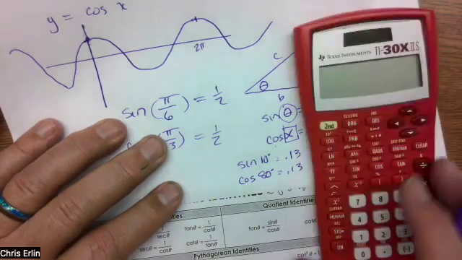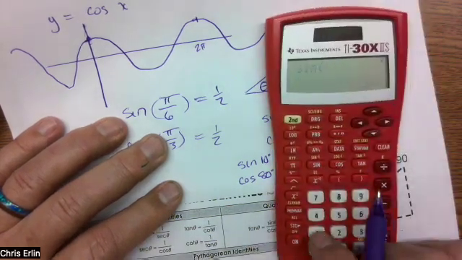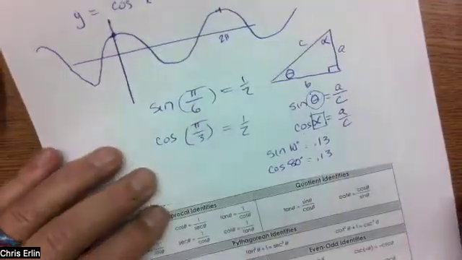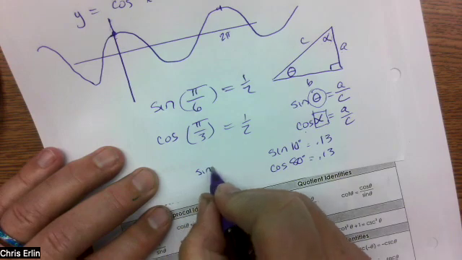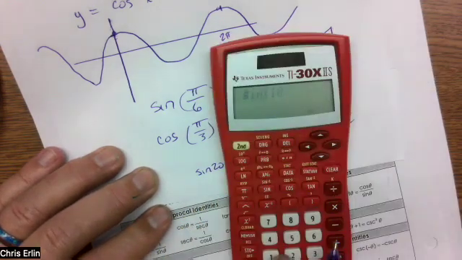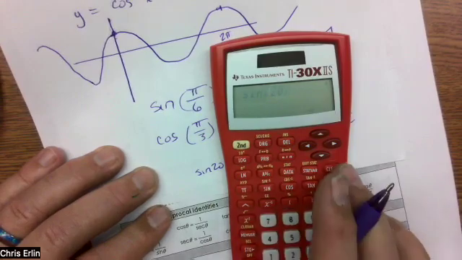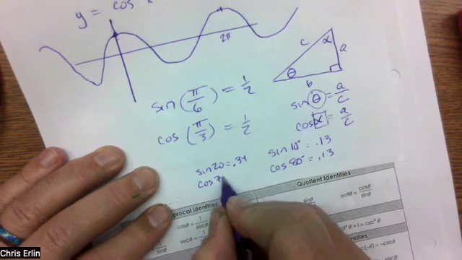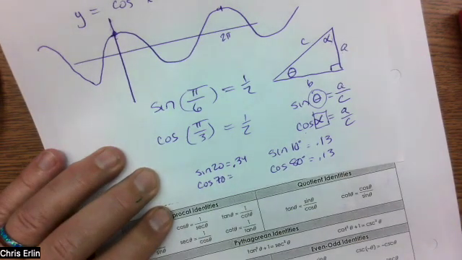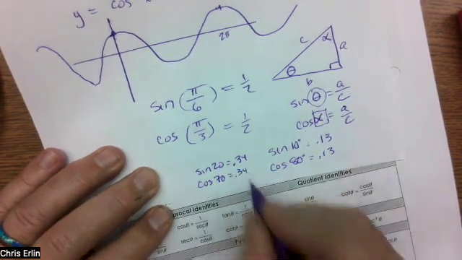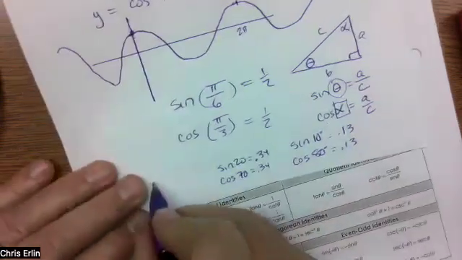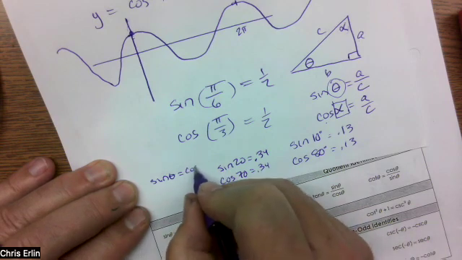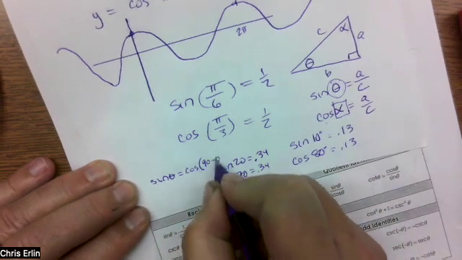I just made it up. Let's see if I'm even close. It's 0.17. Okay, let's do another one. Let's say that I know that the sine of 20 is equal to 0.34. What's the cosine of 70? 0.34. In other words, the sine of an angle is always equal to the cosine of 90 minus that angle, right?